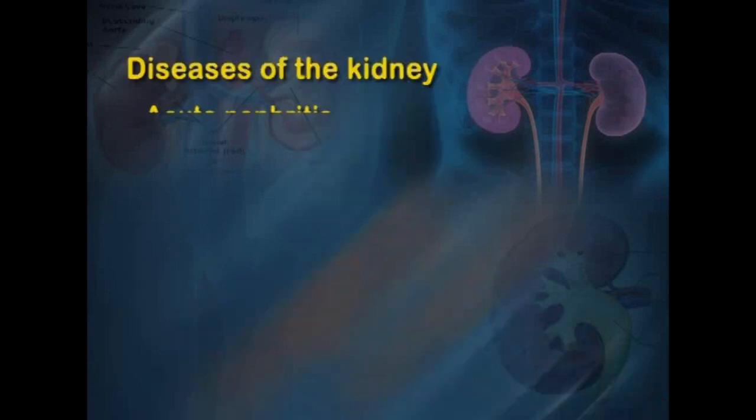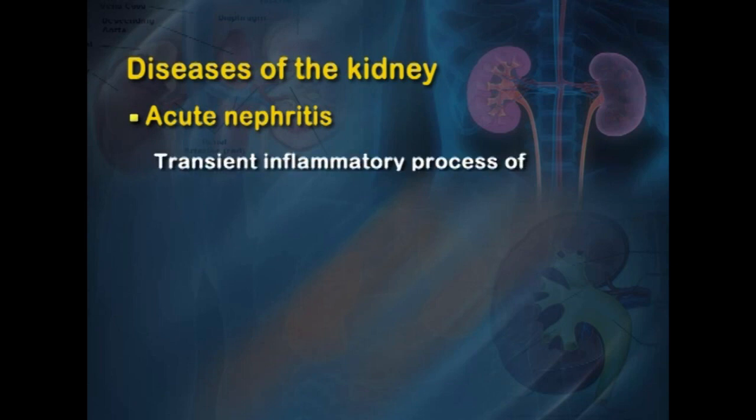Now this is the basic functioning of the kidney, and let us now look into how the diseases of the kidney happen and how they are classified. The basic classification goes this way. The first one, acute nephritis, sometimes also called glomerulonephritis. It's a transient inflammatory process of the glomeruli.